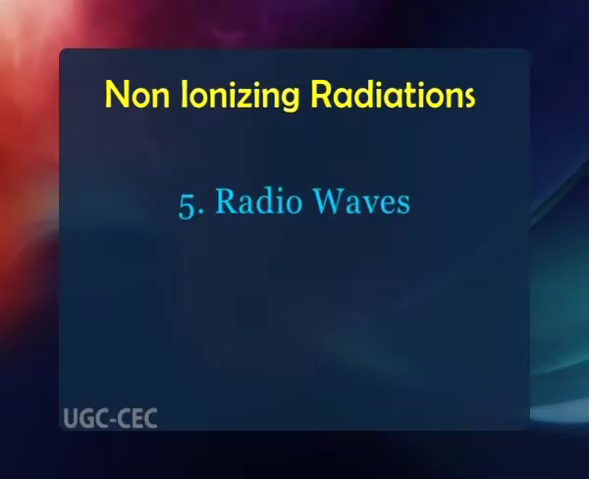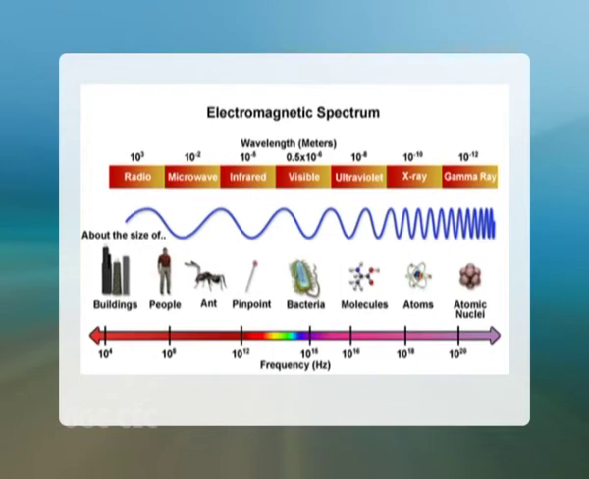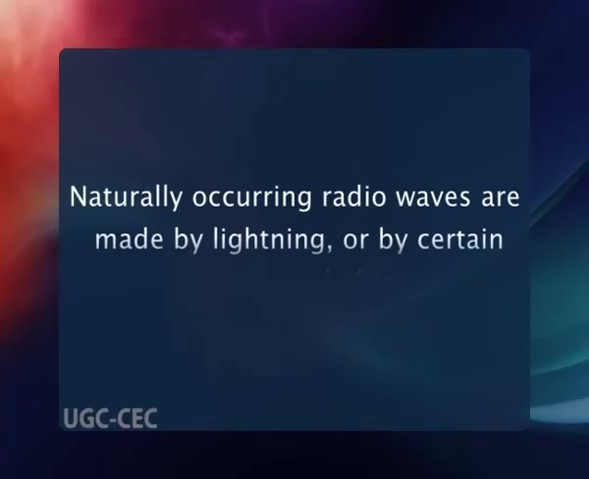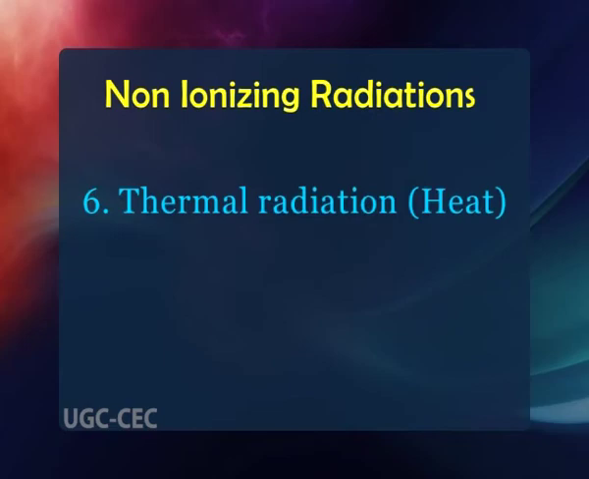Radio waves. Radio waves are the type of electromagnetic radiation with wavelengths in the electromagnetic spectrum longer than infrared light. Like all other electromagnetic waves, they travel at the speed of light. Naturally occurring radio waves are made by lightning or by certain astronomical objects. Artificially generated radio waves are used for fixed and mobile radio communication, broadcasting, satellite communication, computer networks, and innumerable other applications.